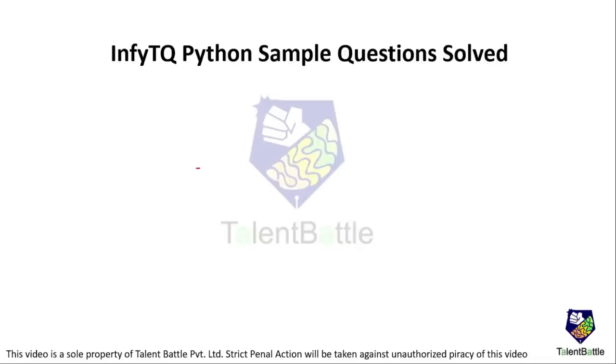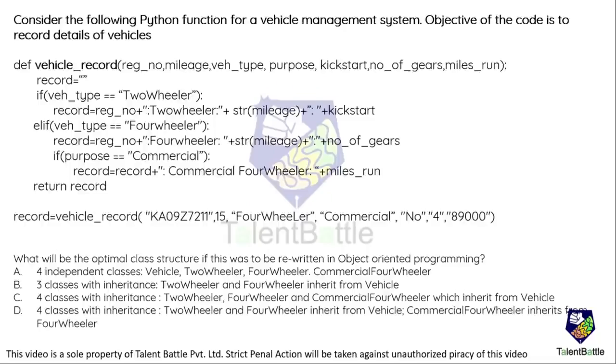In this video, particularly, we will be discussing some Python questions which are asked in the InfyTQ examinations. So let's start. In the first question, consider the following Python function for a vehicle management system. An objective of the code is to record the details of the vehicles. If you check the code which is given, there is a function called vehicle record with some parameters, and there are some if-else conditional branching statements, and depending upon the condition check, we have to identify whether this will particularly record the details of vehicles.